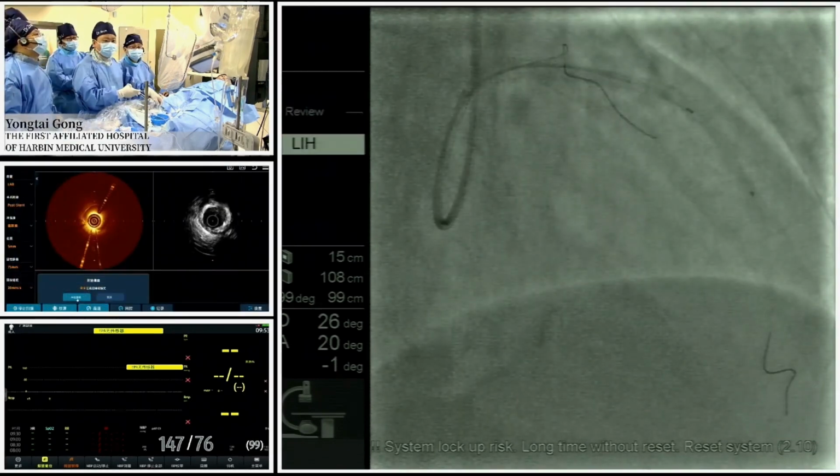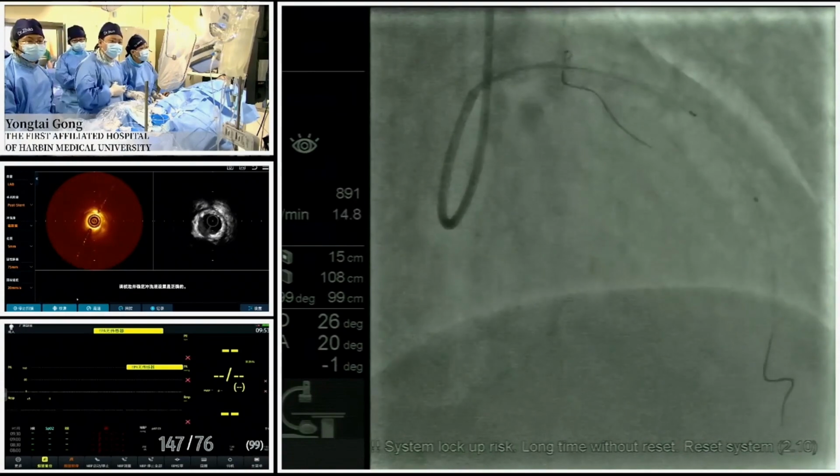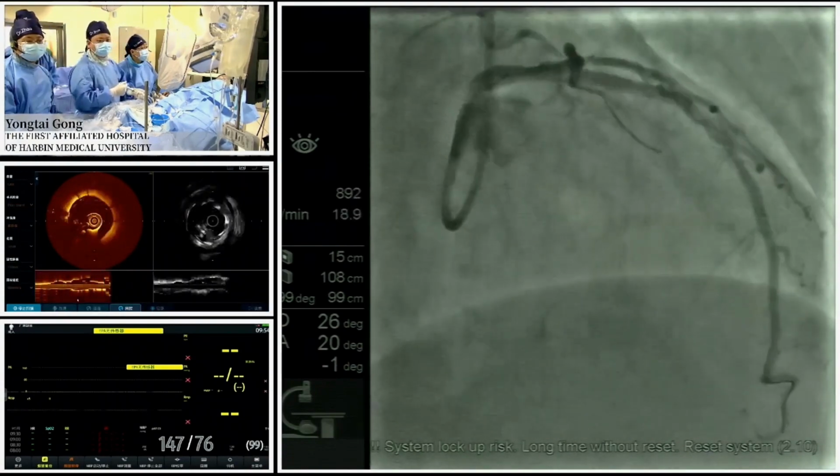It's my great honor to perform two live coronary intervention cases from our center, Nanjing First Hospital, via a medical team.